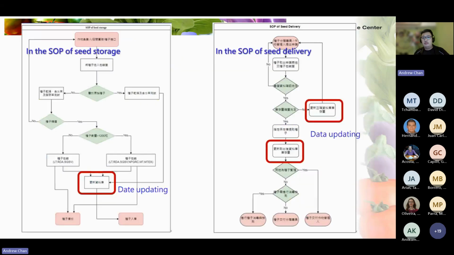So these are 2 flowcharts, just to give you an example. Please ignore the Chinese characters because this is written by the local staff. The characters are more familiar to them. But the key is here. Every flowchart will have at least one part talking about data updating or reaching the data, getting the information from the system. And this is in their SOP.